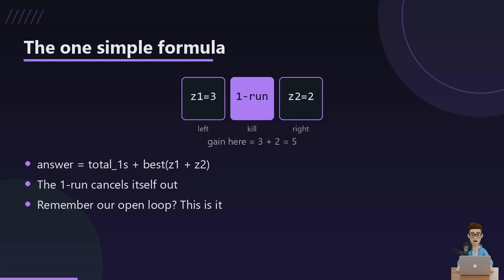Now everything comes together. Your final score equals the number of ones you started with, plus the biggest total of left zeros plus right zeros you can find around any single group of ones. The group of ones you erase comes right back, so it doesn't add or subtract anything, which is why it never shows up in the math. And remember that mystery number I promised at the very start? This is it. It was just the left zeros plus the right zeros all along.